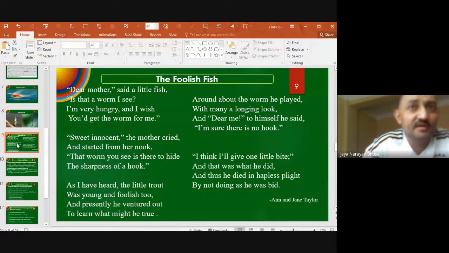Dear mother, said the little fish, is that a worm I see? I'm very hungry and I wish you would get the worm for me.